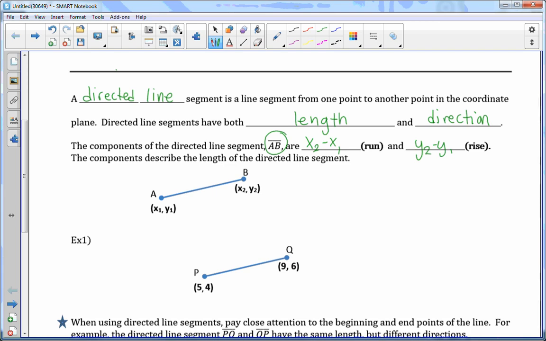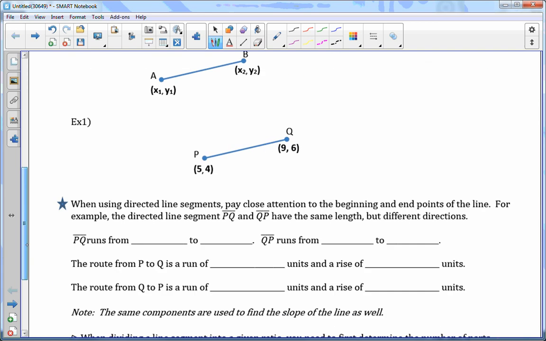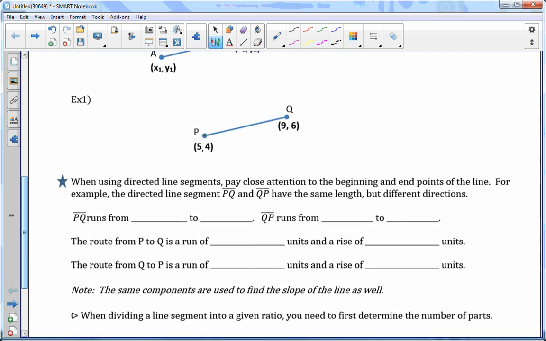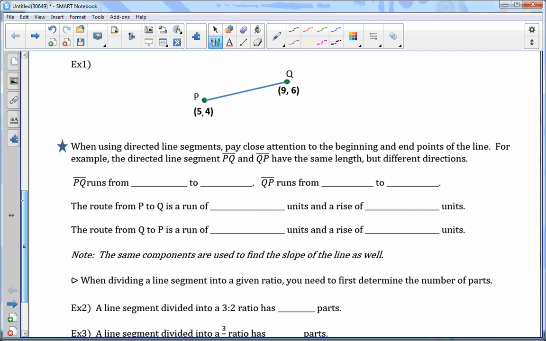Okay? Example 1, we have points P and Q here. They're not actually on the coordinate plane, but you can see the coordinates 5, 4, and 9, 6. When moving a directed line segment, pay close attention to the beginning and end points of the line. For example, PQ is something different than QP. They're the same length, they're the same letters, but the order of the letters tells you the direction you're moving.